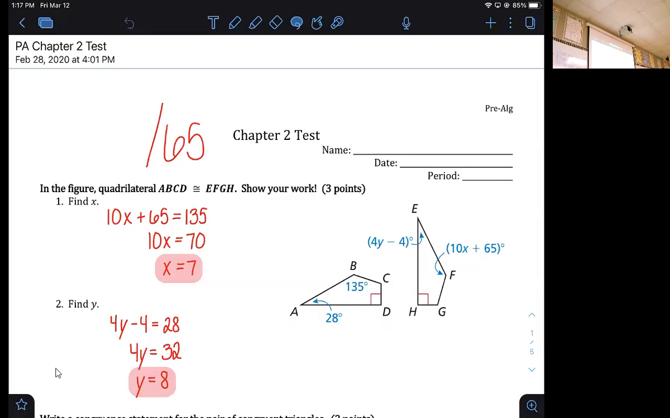Okay, here we go. All right, number 1 is x equals 7. Number 2, y equals 8.